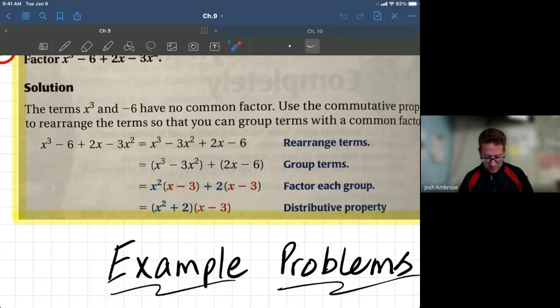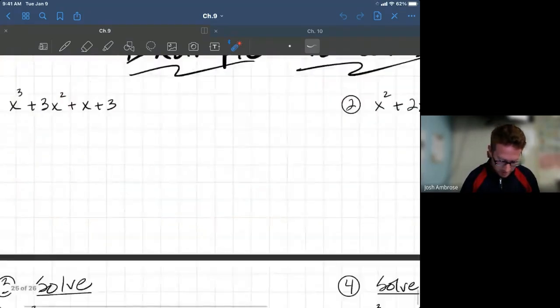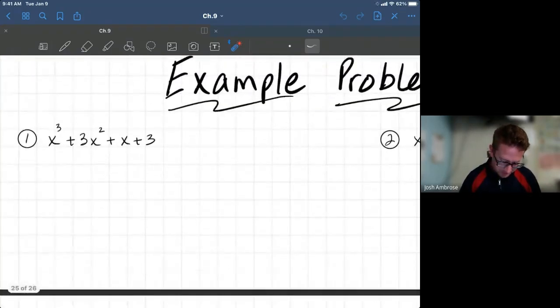And how do we know we did it right? Because what's left over in parentheses matches perfectly. It's identical. And then whatever you factor out right here, that gets put in its own set of parentheses. All right, so let's do some example problems. Let's see how these work. All right, so you get a little bit more practice.